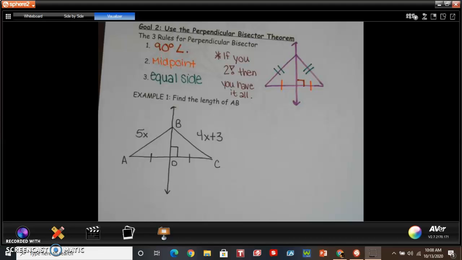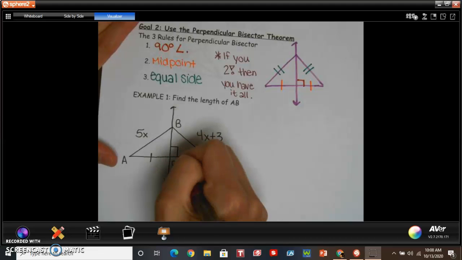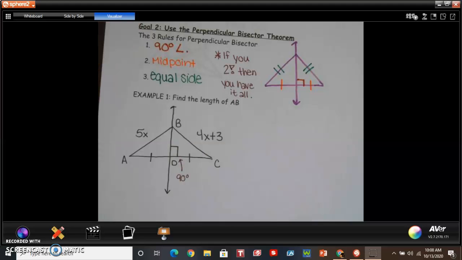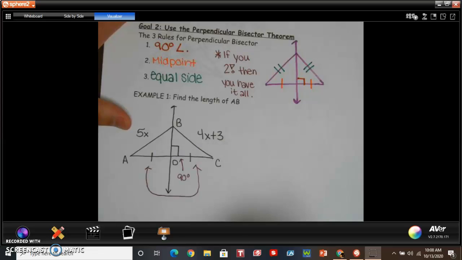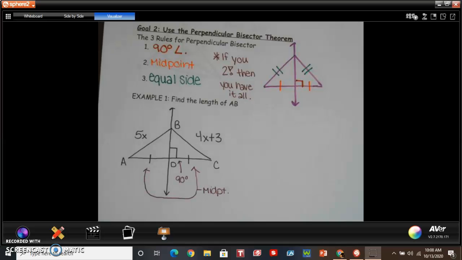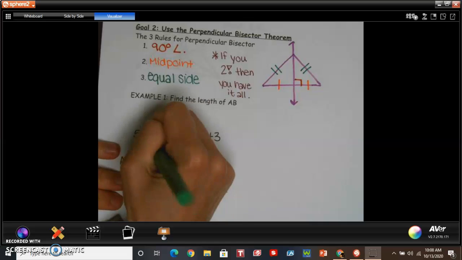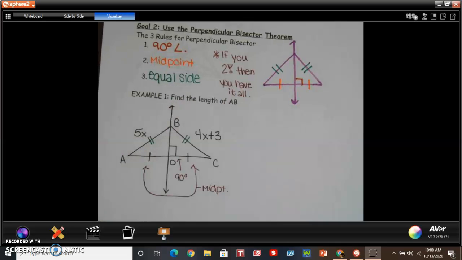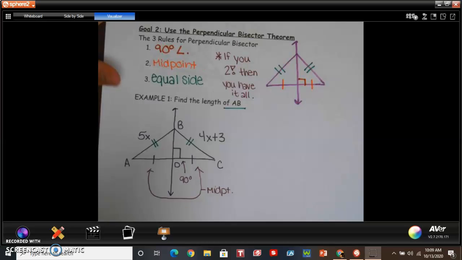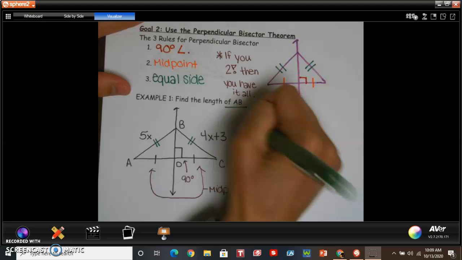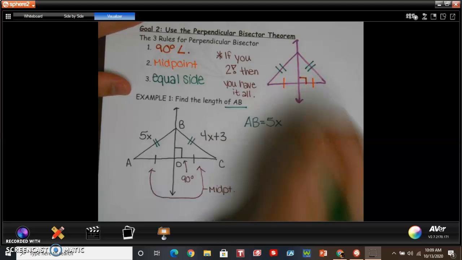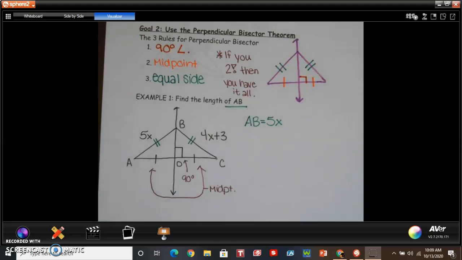Here's what we know. We know a 90-degree angle. We also see this right here. This means we have a midpoint. If we have 2, then we have it all, which means we also have equal sides. So if they want to know the length of AB, we can find AB. Here's what we know so far about AB. We know that AB equals 5x. So our issue is we need to solve for x.